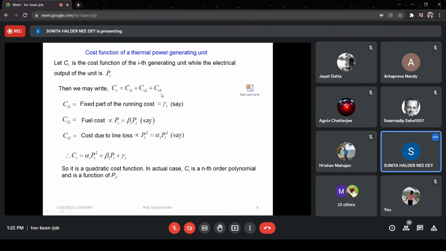What are they? At first, the first part. For the ith generating unit to run, there should be some fixed costs. That may be maintenance, that may be a portion of the salary and wages to run that generator. So that part will be fixed. That will not depend on the power generation. The second part, Ci2, is the fuel cost part.